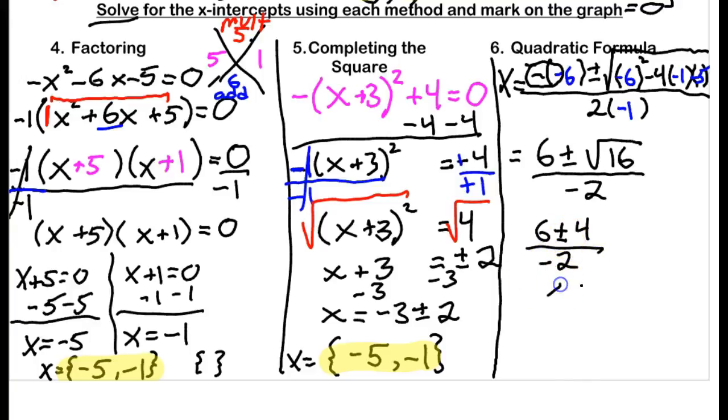And then we have two answers, one with a positive, one with a negative. 6 plus 4 divided by negative 2. That's 10 over negative 2, which equals negative 5. And then we have 6 minus 4. That's 2 divided by negative 2, which equals negative 1. And of course, we must get the same answer as we got with the other 3 methods.